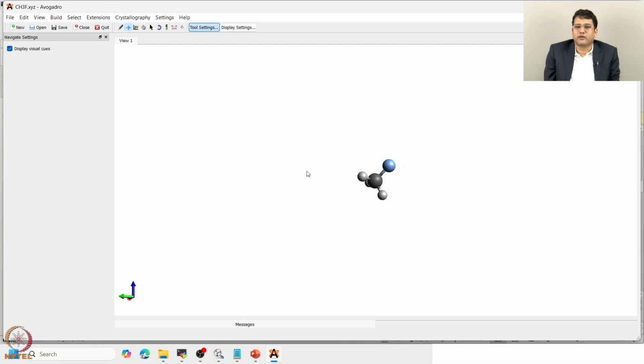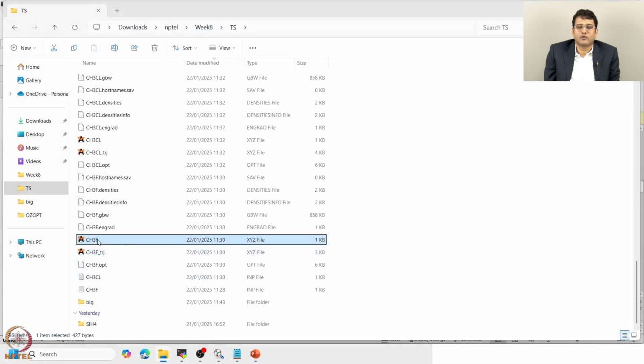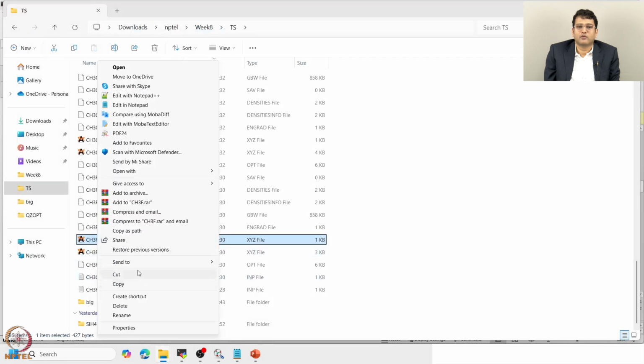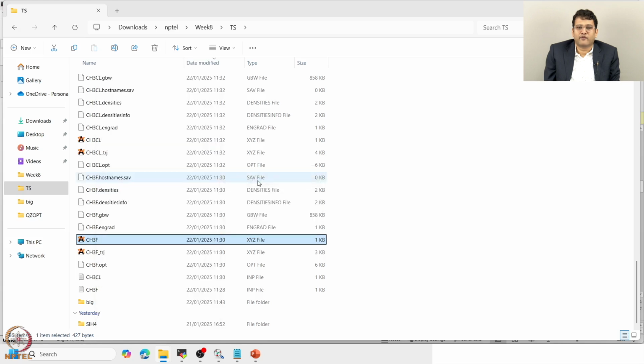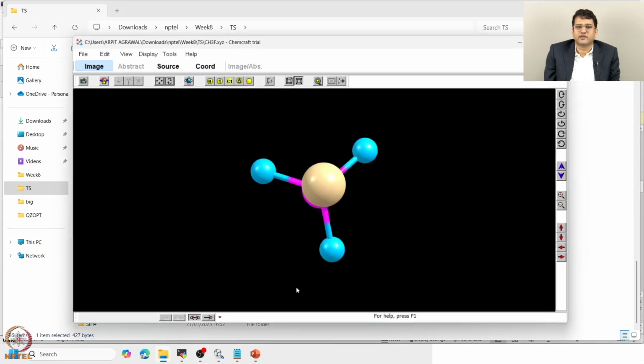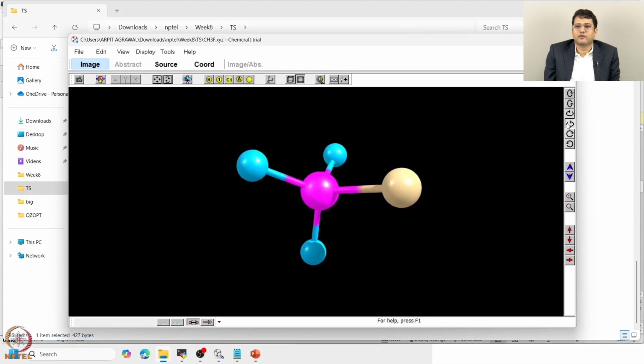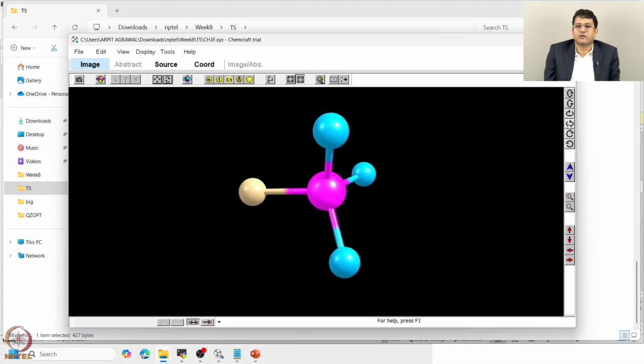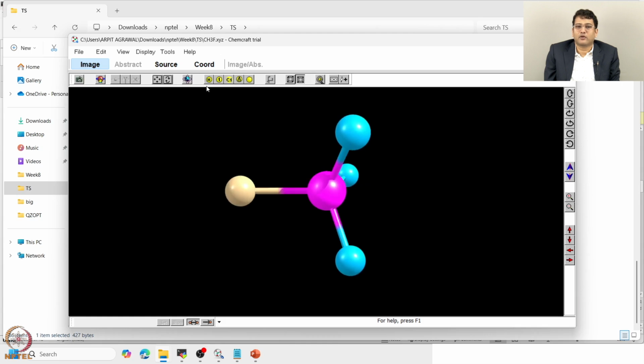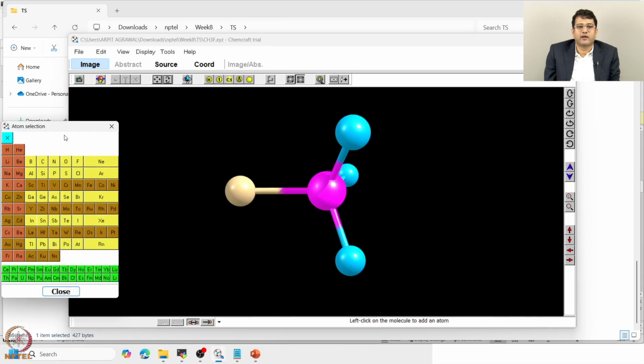A good idea will be to open it with Chemcraft, because Chemcraft is generally good for doing this kind of manipulation. So, this is my reactant minus the chlorine atom. Now, I have to add the chlorine atom. So, add atom, this is my chlorine, I put it here.